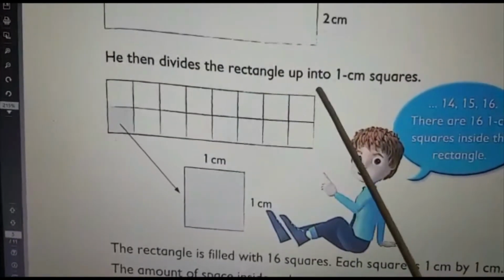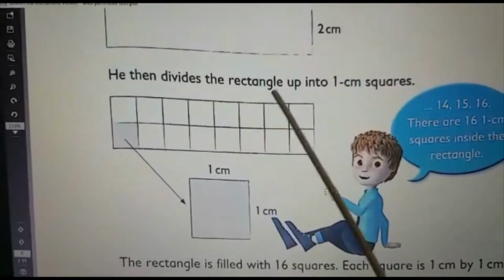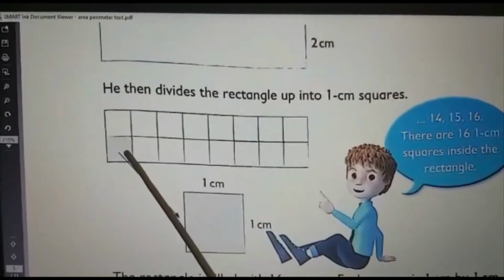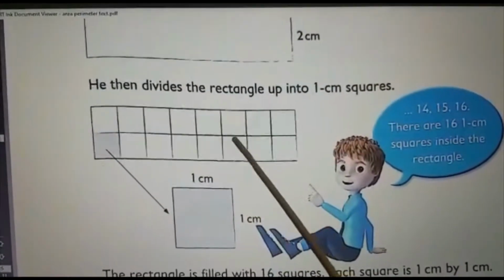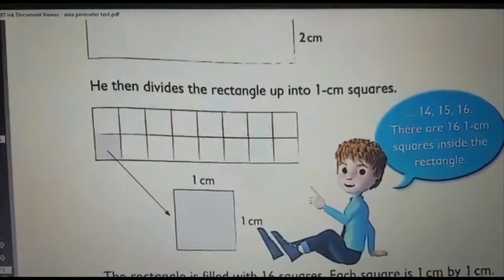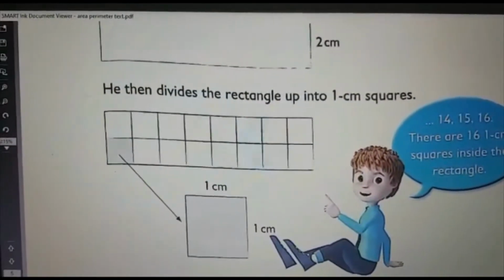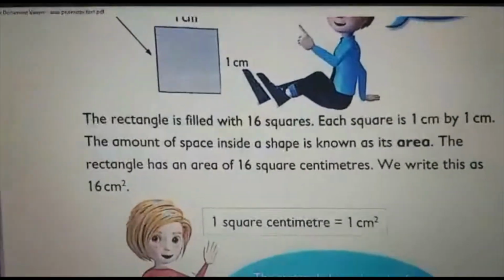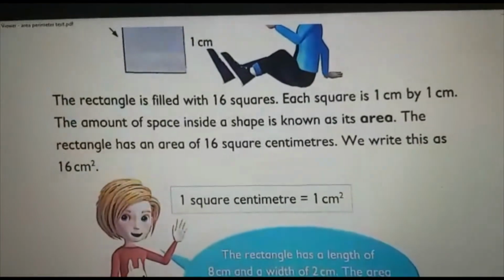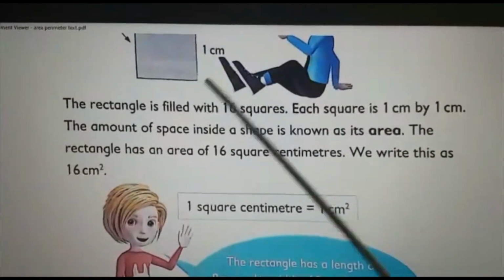So area means what? The total portion covered by all the squares, is it? That means either you can multiply or you can just count like this: 1, 2, 3, 4, 5, 6, 7, 8, 9, 10, 11, 12, 13, 14, 15, 16. So either you can multiply 2 and 8 or you can just count it and write the answer. See, the rectangle is filled with 16 squares. Each area is 1 centimeter by 1 centimeter. 1 centimeter by 1 centimeter means 1 centimeter multiply 1 centimeter.